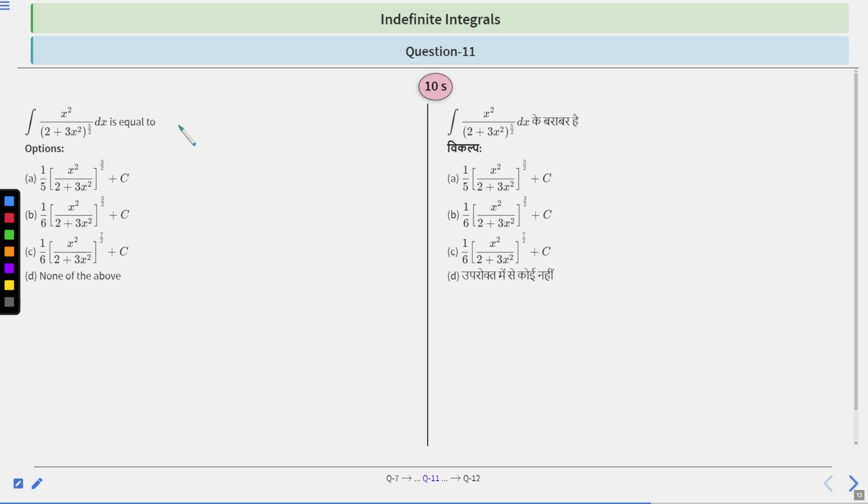So the hint of this question is, you can apply some substitution or some simplification, right? You can take 2 plus 3x square as some t, or you can adjust the numerator in terms of 2 plus 3x square. So you try to do some substitution or try to simplify the result. Clear? Okay, so you have 10 seconds to solve this question. After 10 seconds, we will discuss the solution.